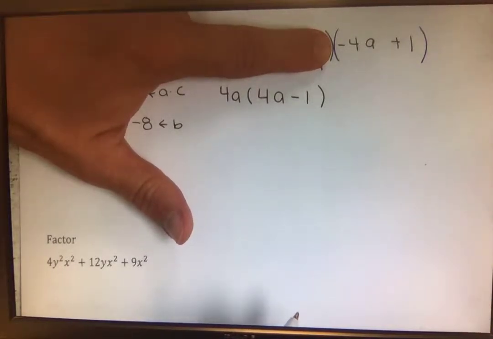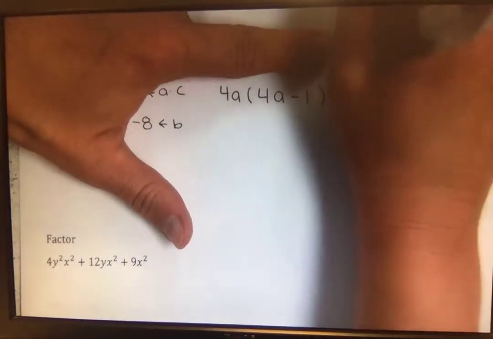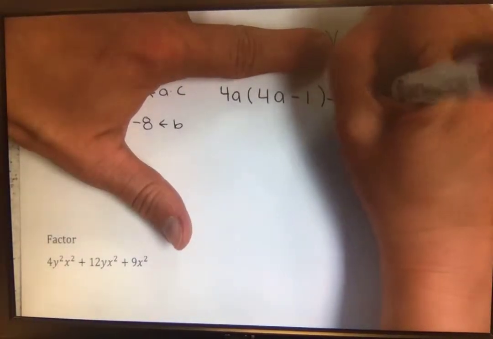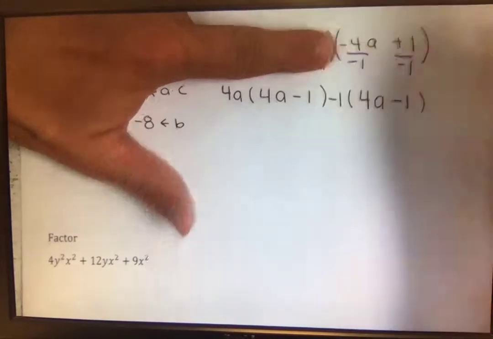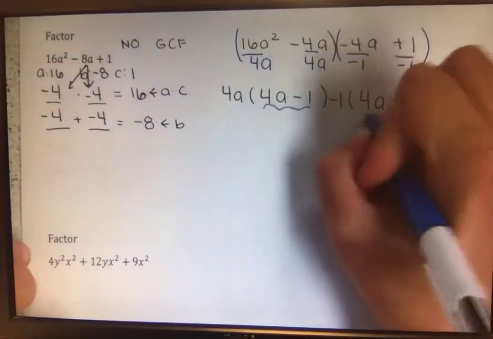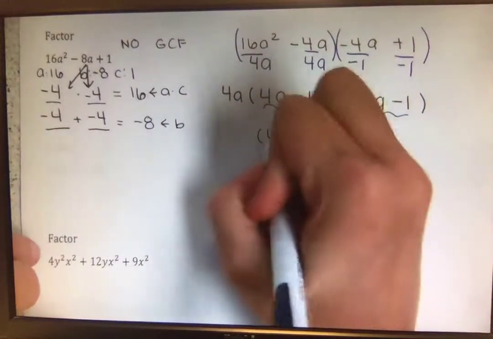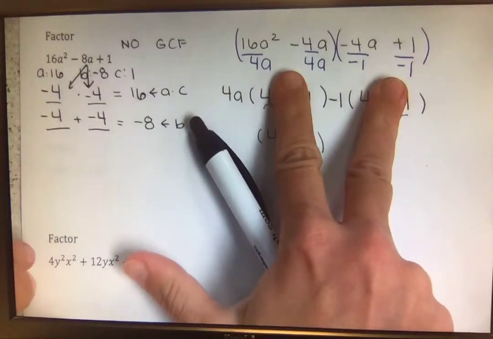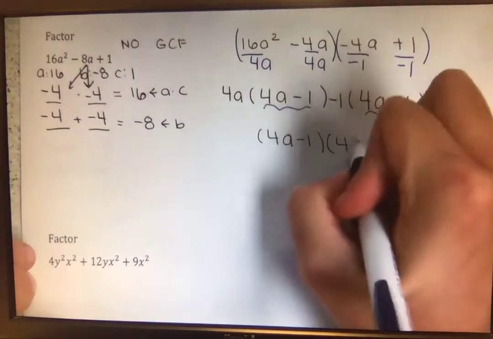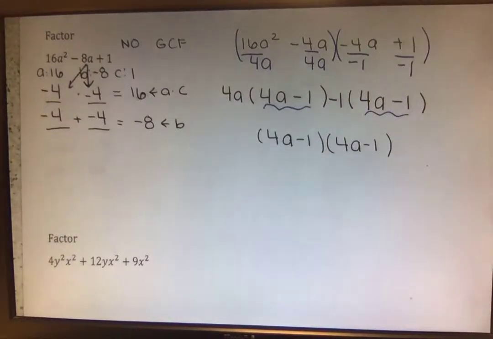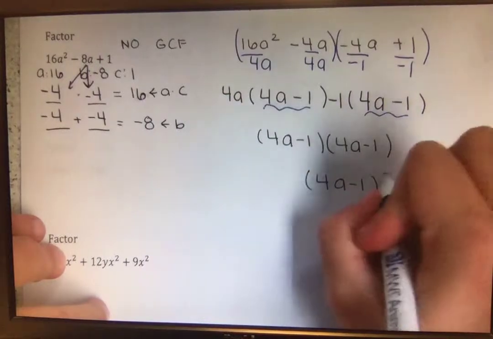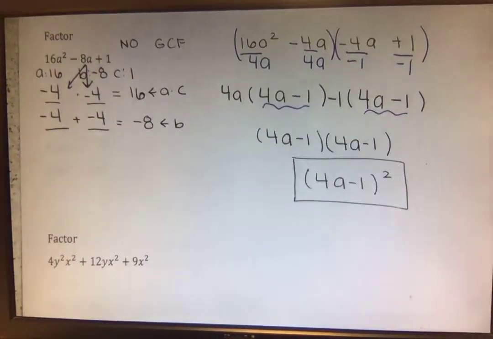There's really nothing in common, but I know I want +4a minus 1 to be left over. So I'm going to factor out a -1 as my GCF. So factoring out that -1, we are left over with +4a minus 1. I know we did something right because they both have 4a minus 1 in common, so that will be one factor. Taking out that 4a minus 1, we are left over with 4a minus 1 again. So we have 4a minus 1 times 4a minus 1, which we can write more efficiently as 4a minus 1 squared, and that will be our final answer.